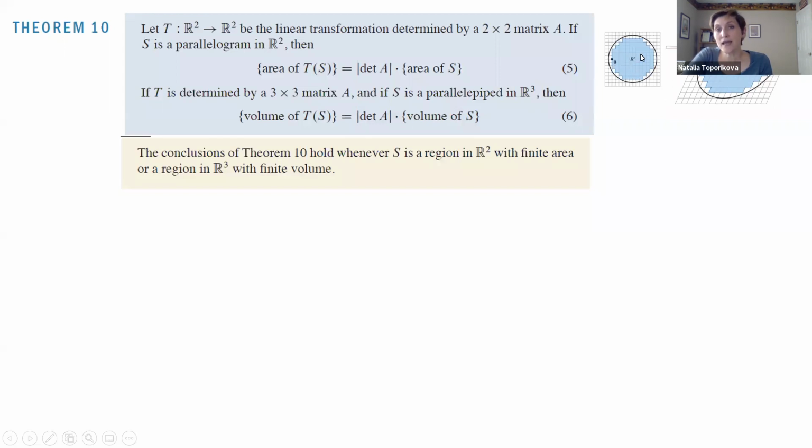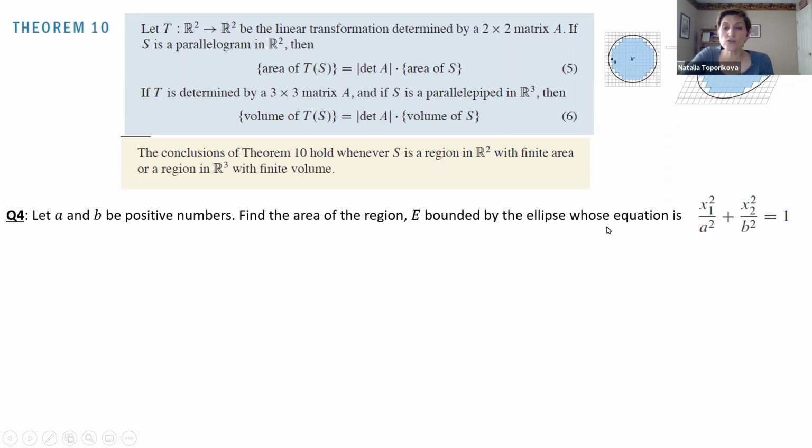Therefore, we can extend the results of Theorem 10 to pretty much any bounded object. If we have any bounded object under a linear transformation, we can calculate the area of the image as the product of the original area times the determinant of the matrix of the transformation. So it is a very powerful result, and it's used extensively in computer graphics, but it can also be used to make our regular daily calculations a little bit easier.